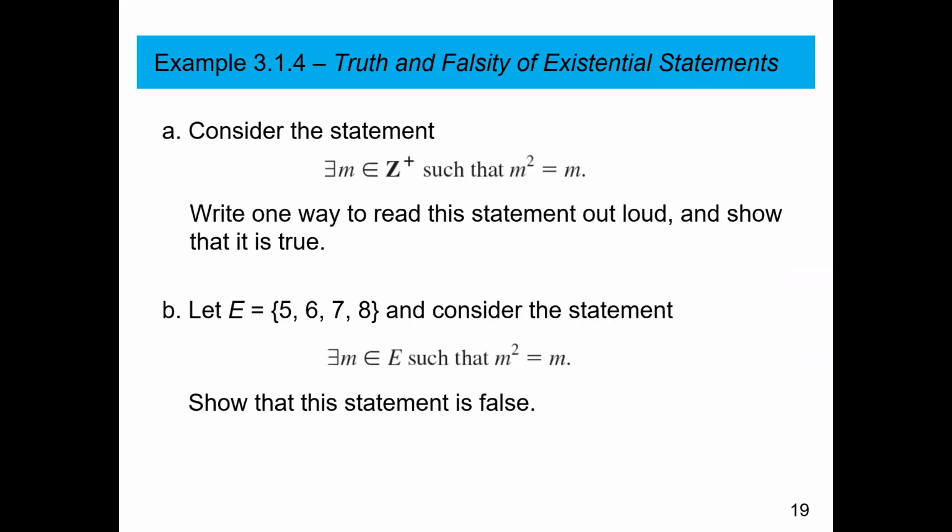So here's again, let's do an example. Are these statements true or false? There exists some M inside of the positive real numbers such that M squared is equal to M. I actually just read it out loud to you. Can you show it's true? Now, can you read this statement down here? I'm not asking you to do it this time. And then here's a question. Can you show that this is false?